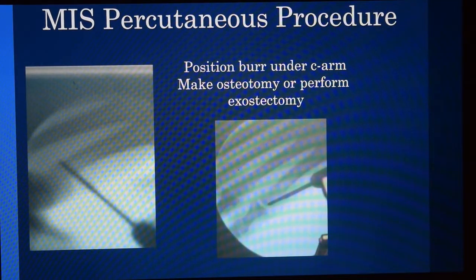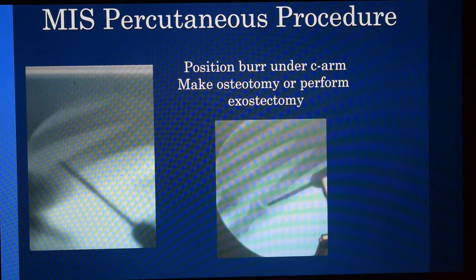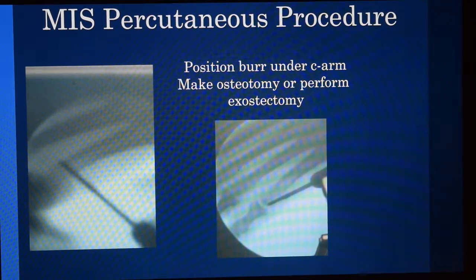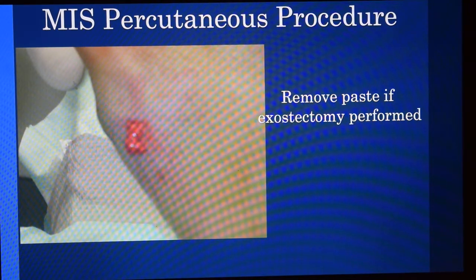At this point, you either do your exostectomy, which we show on the right side, or go ahead and do your osteotomy. Most of the time, like I said before, you're normally going to do your exostectomy and then your osteotomy. You'll remove the paste once the exostectomy is performed.